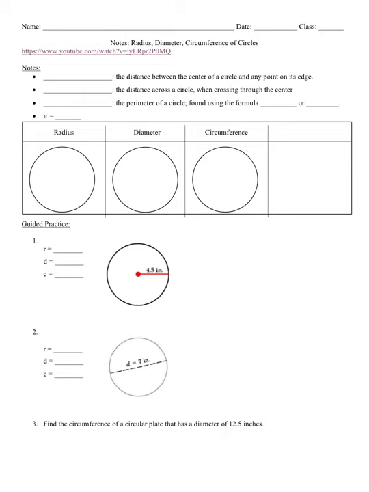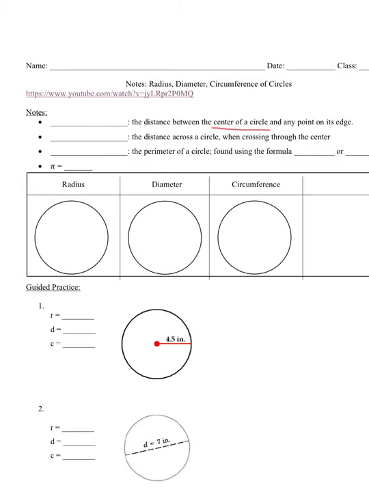Hey guys, today we're gonna learn everything about circles, from radius, diameter, circumference, and then Wednesday we're gonna learn area of the circle as well. So let's find out what is the distance between the center of the circle to any point on its edge. It is called radius.